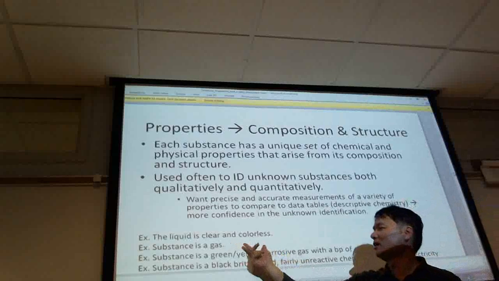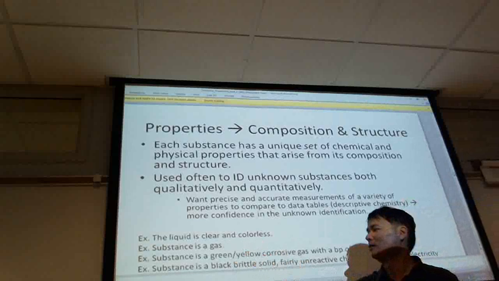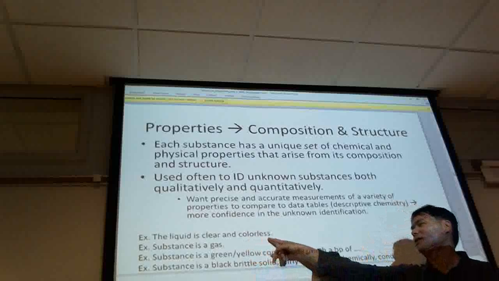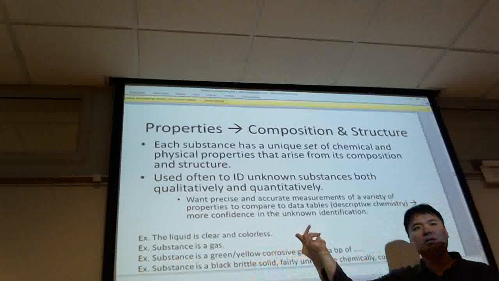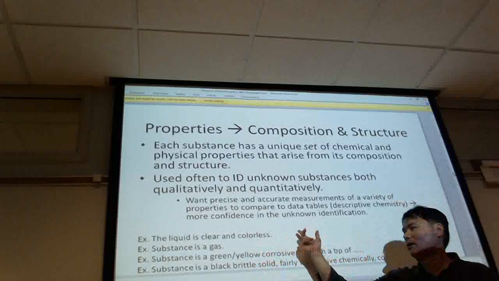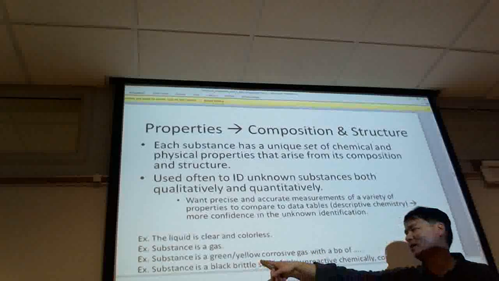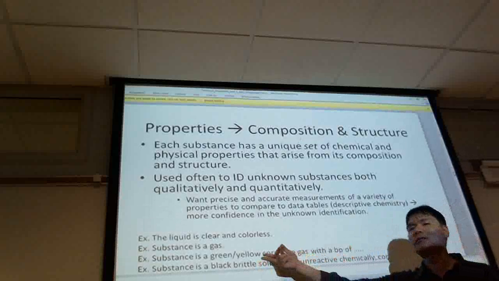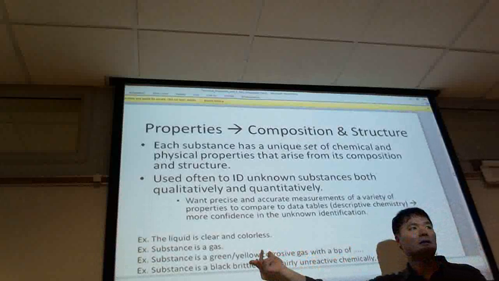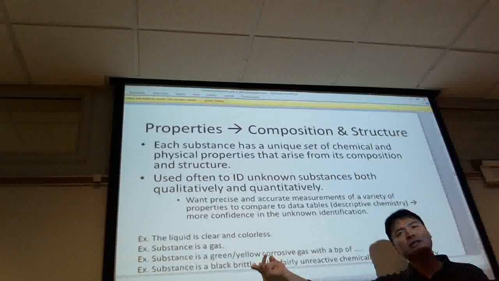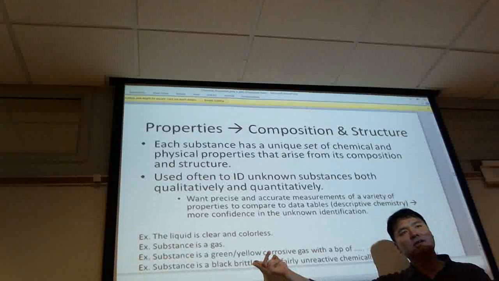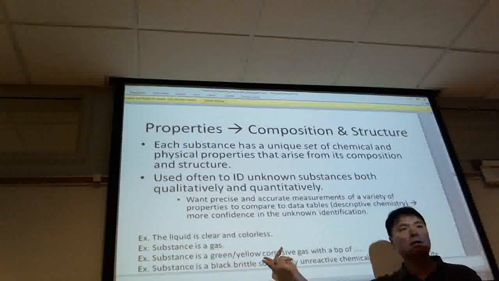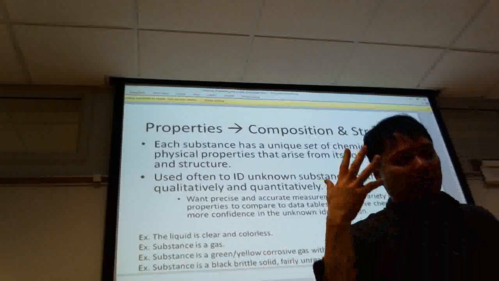This is the example here. The liquid is clear and colorless. Well, those are some properties, but not enough. The substance is a gas, the substance is green-yellow. If it's clear and colorless, what liquid is it? Who knows? It could be a whole bunch of different ones. If it's a gas, well, again. But if it's a green-yellow, corrosive gas with a certain boiling point, then you're probably thinking, what? Do you know any green-yellow, corrosive gases? Chlorine. The first thing that would pop into my mind is chlorine. And so you want some facts memorized.